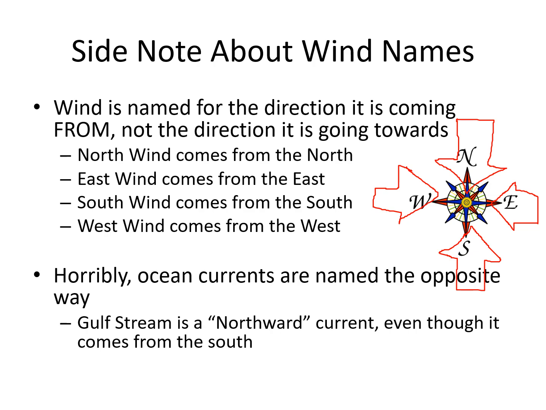Somewhat confusingly, ocean currents are not named for where they're coming from. Ocean currents are named for where they're headed. So the Gulf Stream, for example, which flows from the south, is called a northward current.